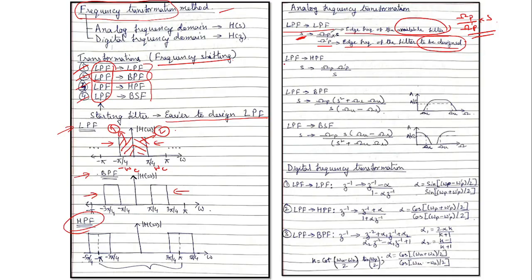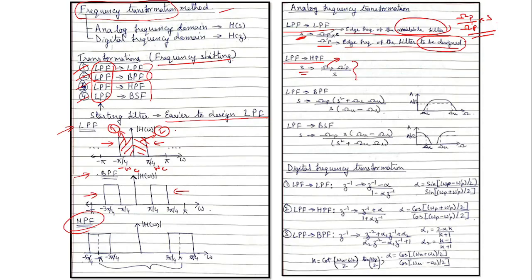Second thing is low pass filter to high pass filter. Over here S will be transformed to omega p multiplied by omega dash p divided by S. Omega p is the cutoff frequency of the available low pass filter, omega dash p is the cutoff frequency of the high pass filter to be designed, right?